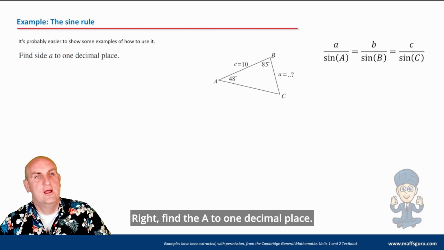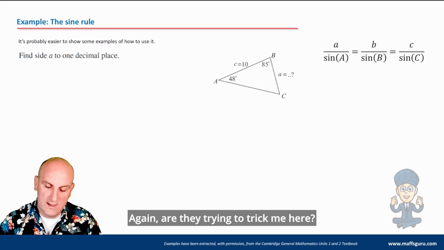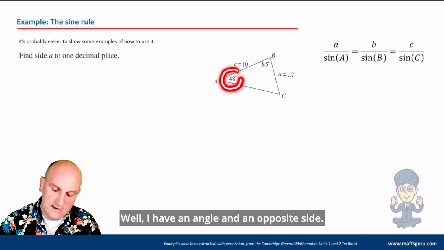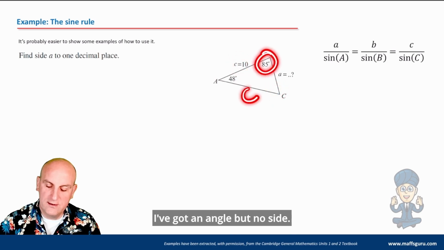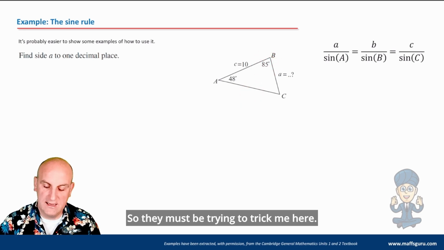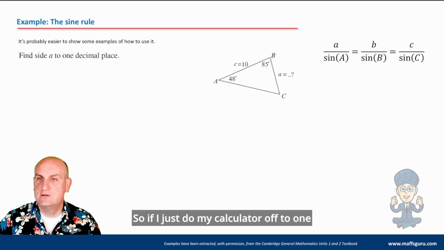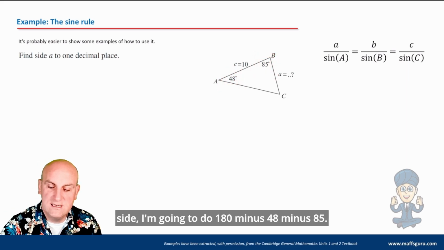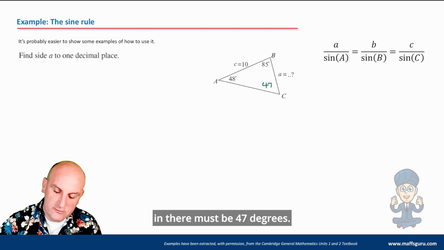Right, find A to 1 decimal place. Again, are they trying to trick me here? Well, I have an angle and an opposite side. I have a side but no angle. I've got an angle but no side. So they must be trying to trick me here. So there we go. I've got 48 and 85. If I just use my calculator off to one side, I'm going to do 180 minus 48 minus 85. Hit enter. Tells me that that angle in there must be 47 degrees.